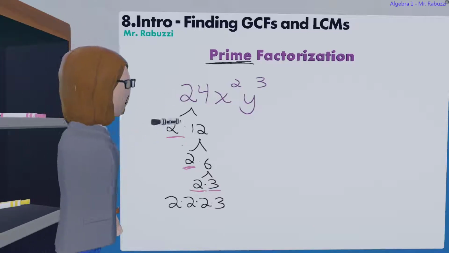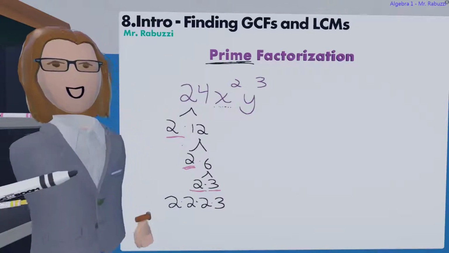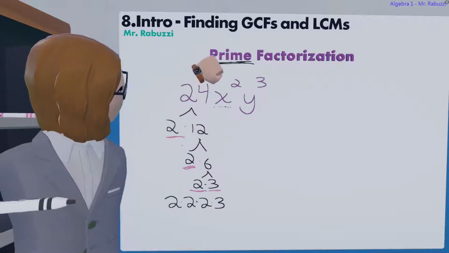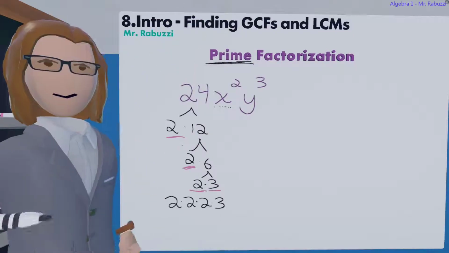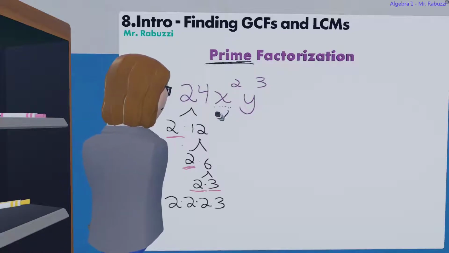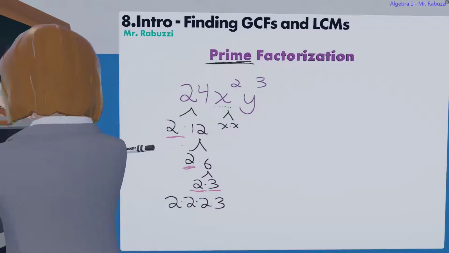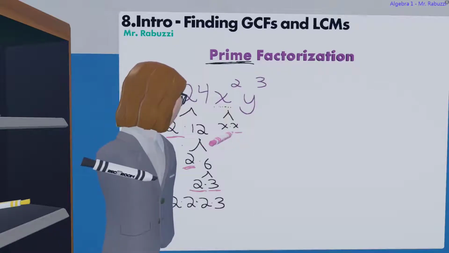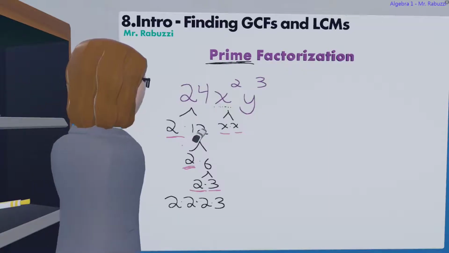Now we want to factor this x squared. Well, what 2 pieces are in an x squared? Right, it has x squared, so it means it's 2 x's multiplying. So this splits into x times x. Can I divide x's apart? Can I break an x apart? No. So they're primes. They are the prime factors of this monomial.